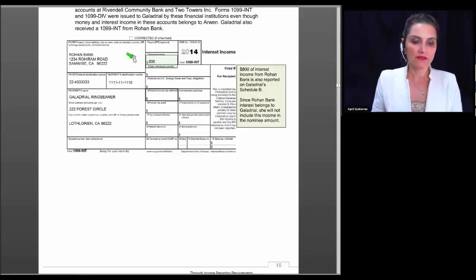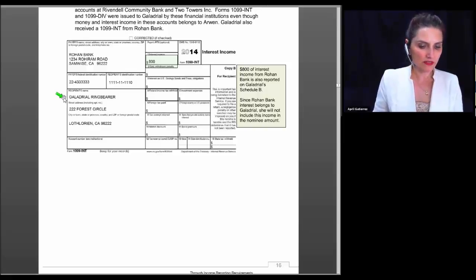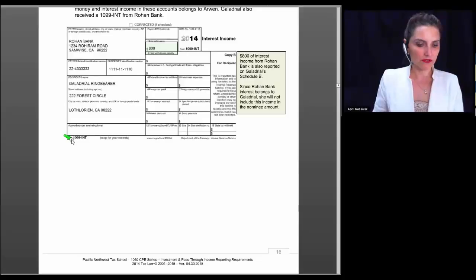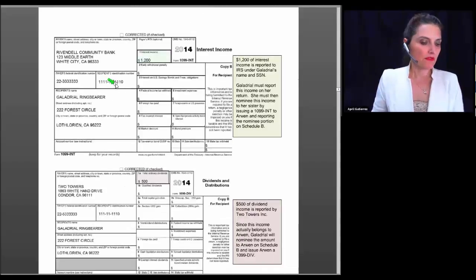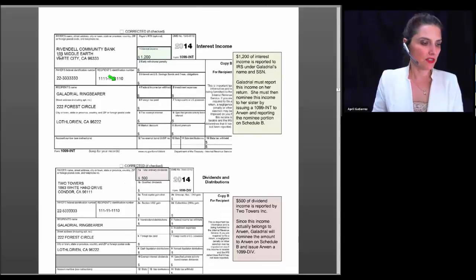And the $800 of interest income from Rohan Bank is also going to have to be reported on Galadriel's Schedule B, because you can see it's her name and social security number on the document. However, since the Rohan Bank interest actually belongs to Galadriel, she's going to keep it on her return, and she will not include it in the nominee amount. Then we move on to the next 1099 INT, which is from Rivendell Bank.